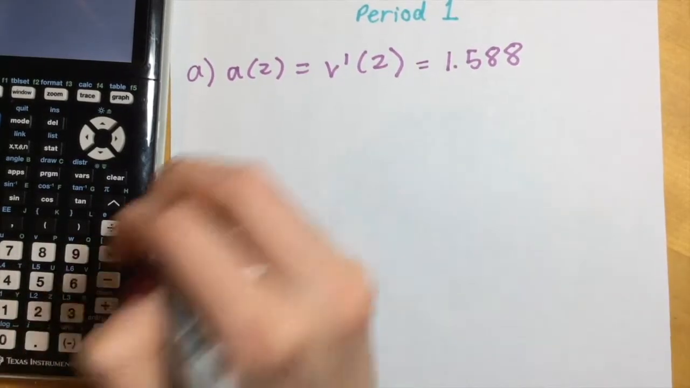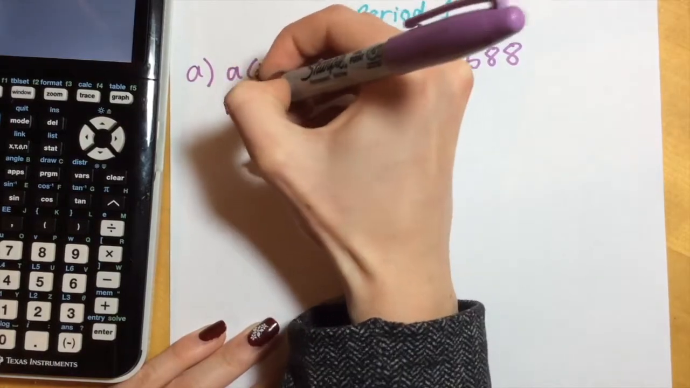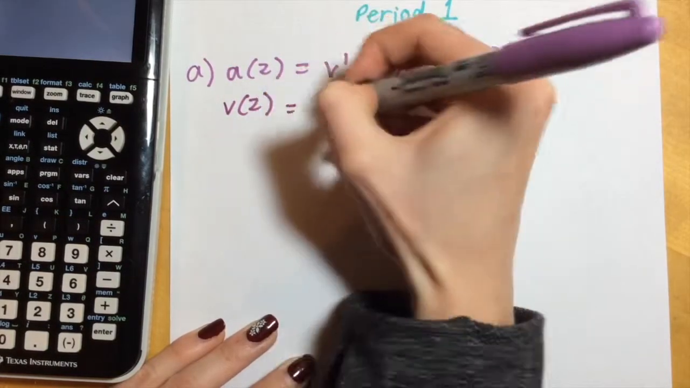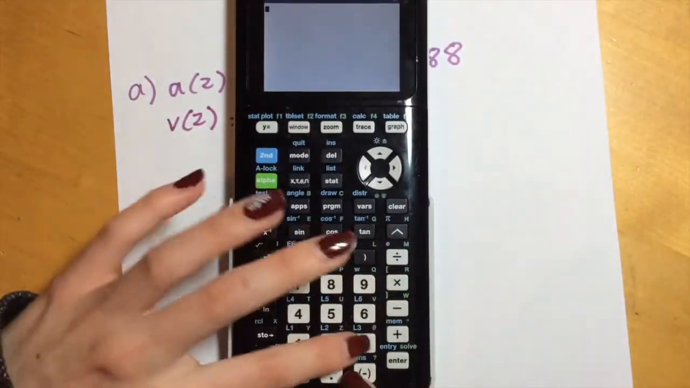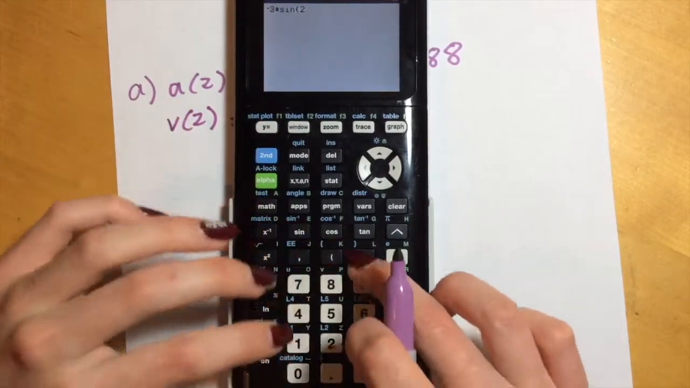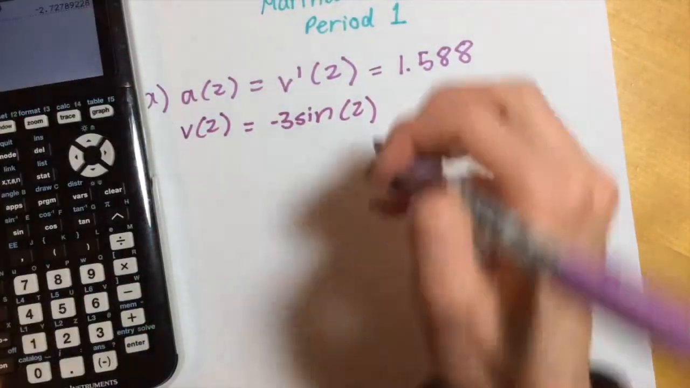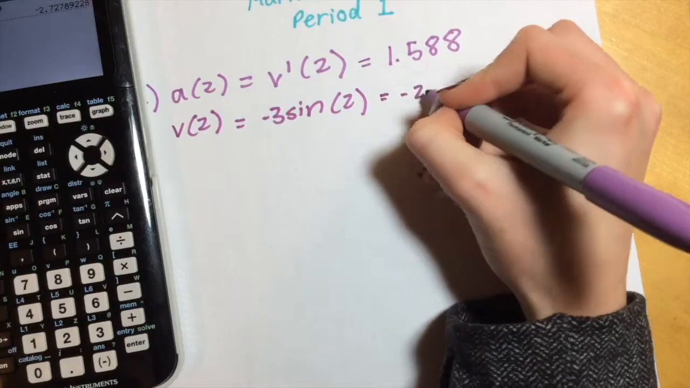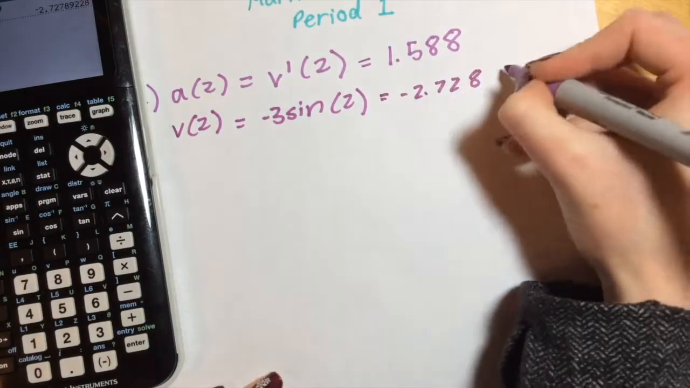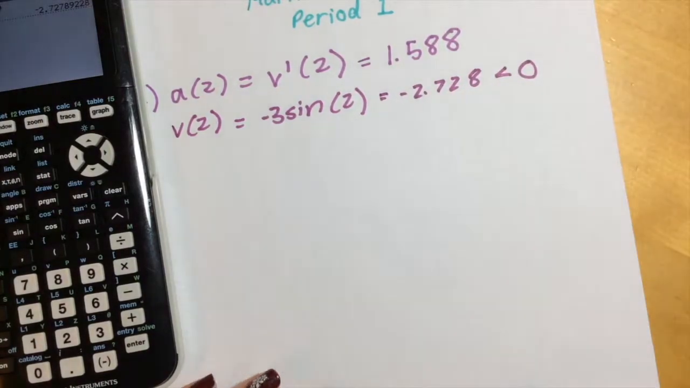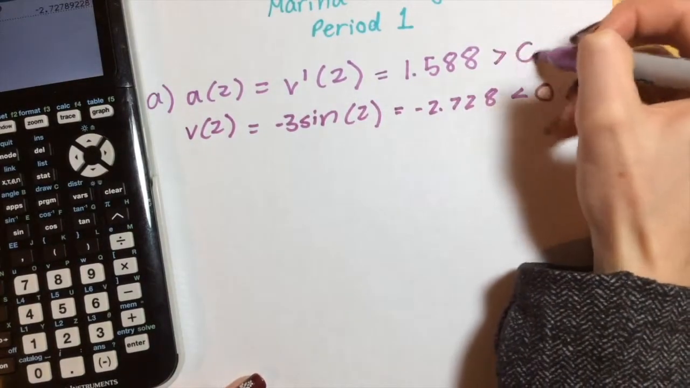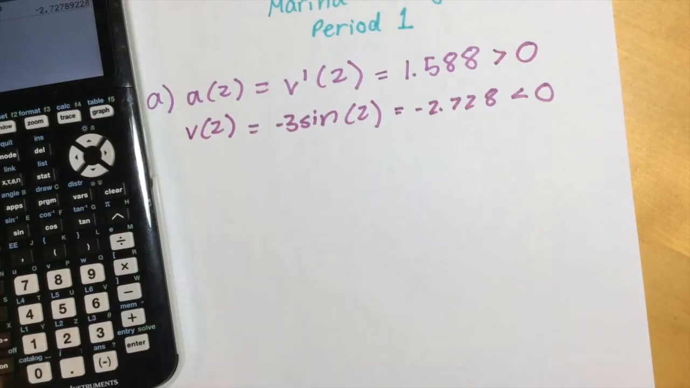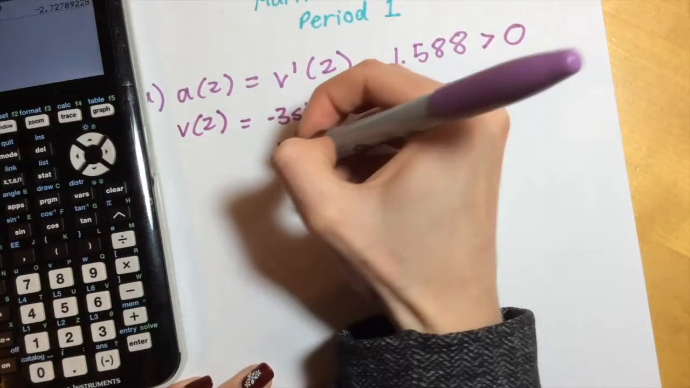Next, we need to determine whether the speed of the particle is increasing or decreasing at time equals 2. So to do this, we need to first solve for velocity at time 2, which is equal to -3 times sine of 2, which is equal to -2.728, which is less than 0. Since acceleration and velocity have opposite signs, then we know that the speed is decreasing.